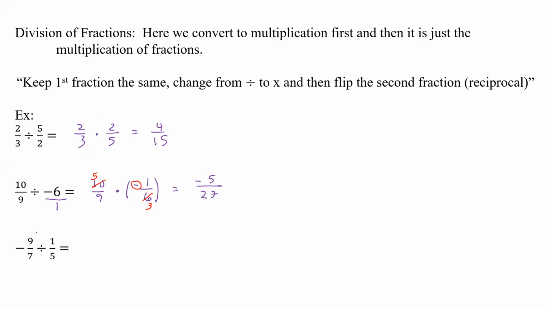All right, what about this one? All right, well, we're going to keep the first the same. So we'll have a -9 over 7, change to multiply, and flip the last one over. So that's 5 over 1. Well, now looking at this, there's nothing that cancels. So we're just going to take a negative 9 times 5. So it's a negative 45. 7 times 1 is 7. And then that would be my final solution to this problem.